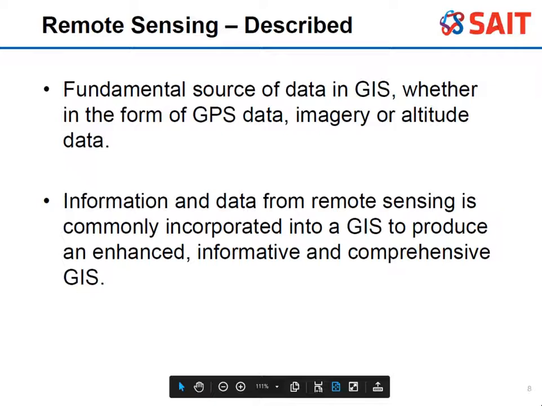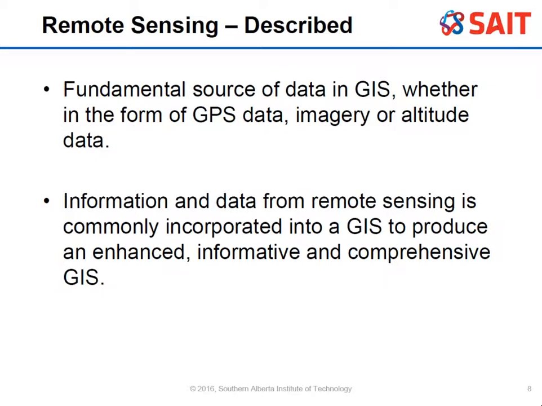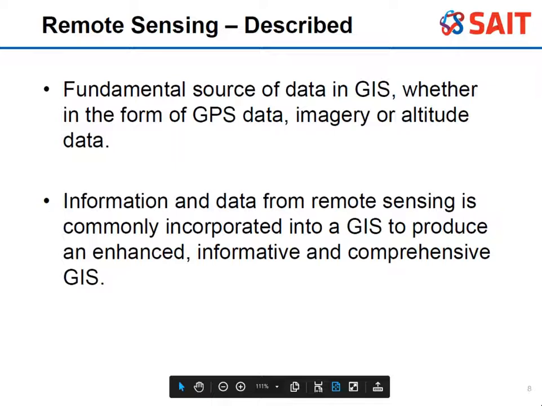Now, information from remote sensing is usually incorporated into GIS, and it makes a really informative, comprehensive GIS system when it has that information, just because remote sensing is so much more powerful in terms of the information that it can gather and the ability to capture something in real time.